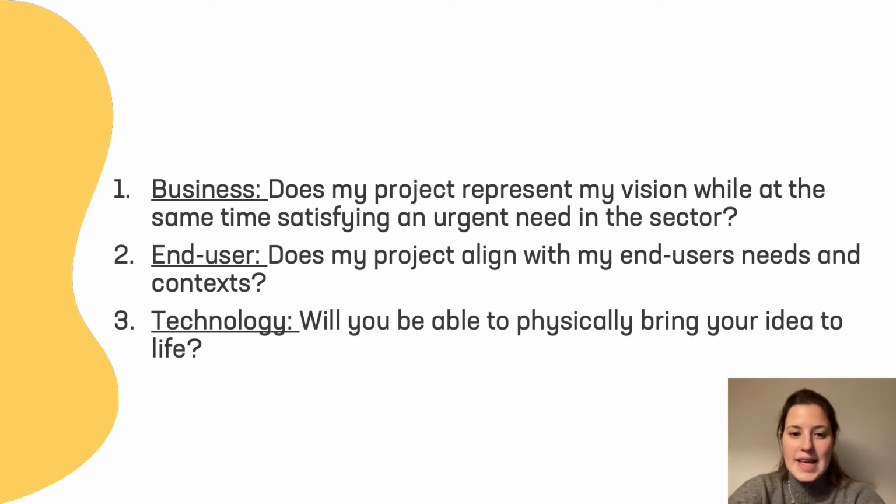And finally, technological feasibility. Before you even set off on your amazing project, you must first assess whether your solution is feasible on a technical level. Will you have access to all the required resources for materializing your solution? In other words, will you be able to physically bring your idea to life?